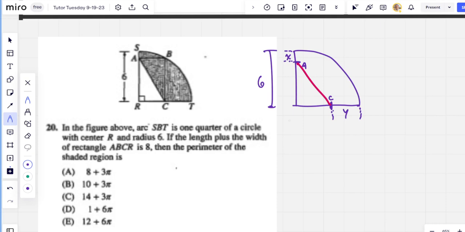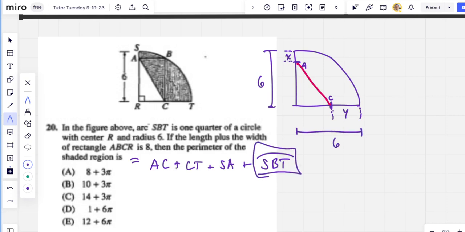So the perimeter of the shaded region is going to be what? Quite simply, that's equal to length AC plus CT plus side length SA plus arc SBT. There's 4 sides, 1, 2, 3, 4, that make up the perimeter of the shaded region. So let's see, this side length is also 6.